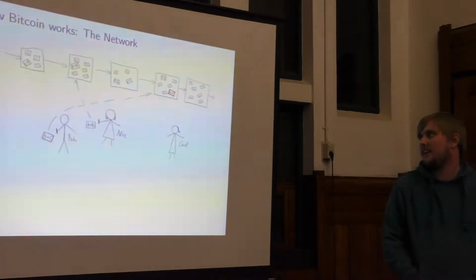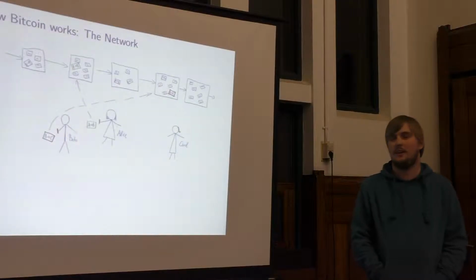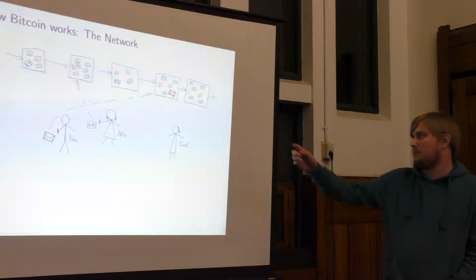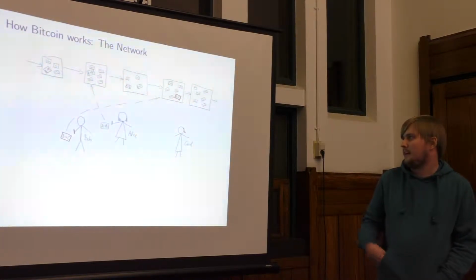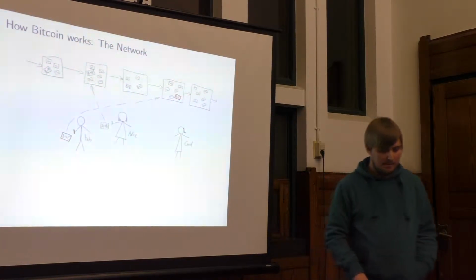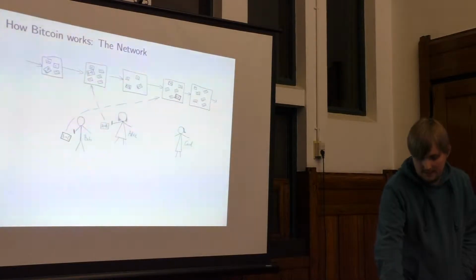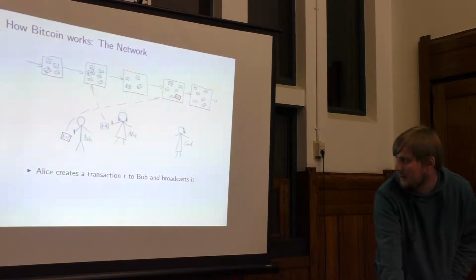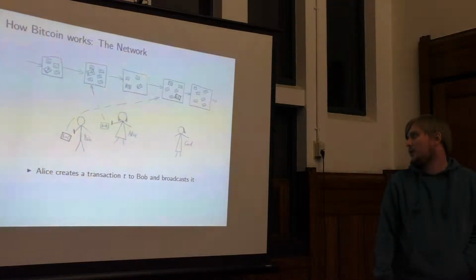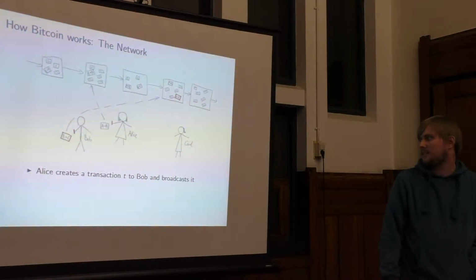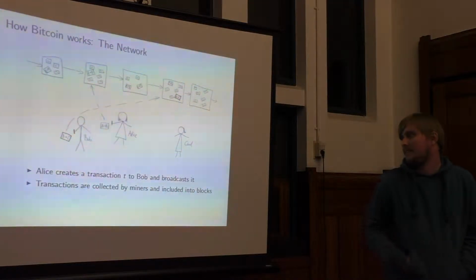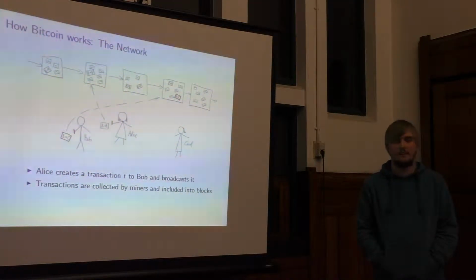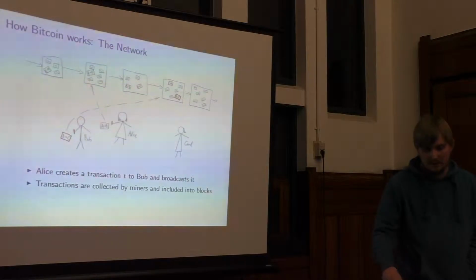So the Bitcoin network, most of you will know how it works. We have a blockchain that collects all the transactions, and then if Alice wants to send a transaction to Bob, she signs it with her key. So Alice creates the transaction to Bob and broadcasts it to the network. These transactions get collected by the miners and included into the blocks.